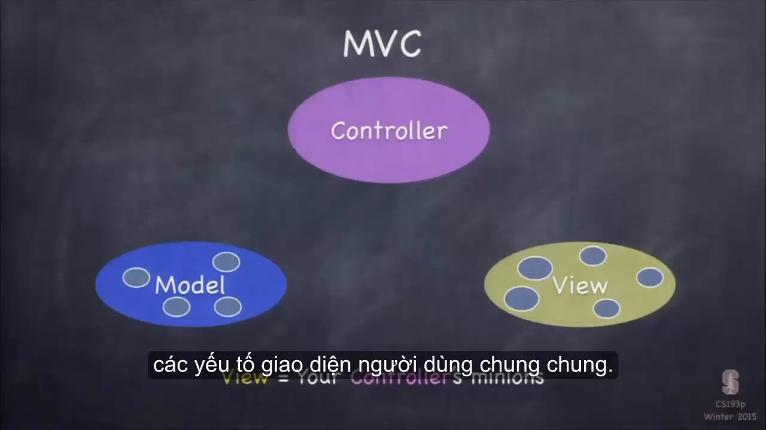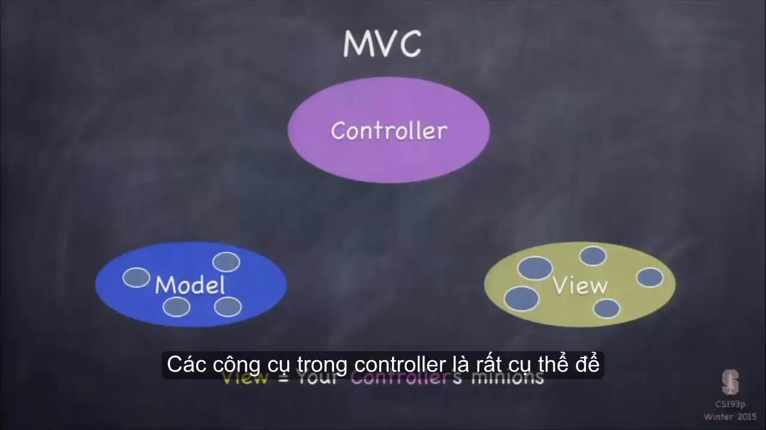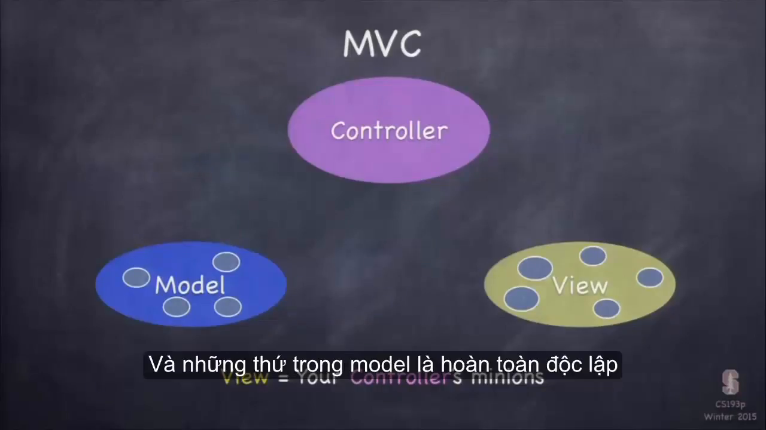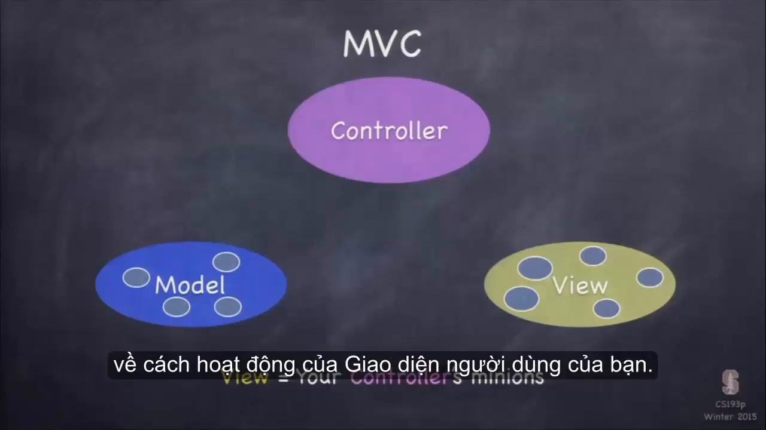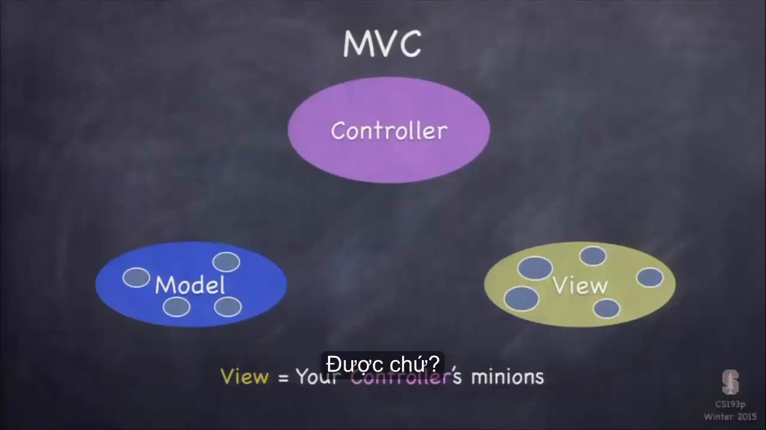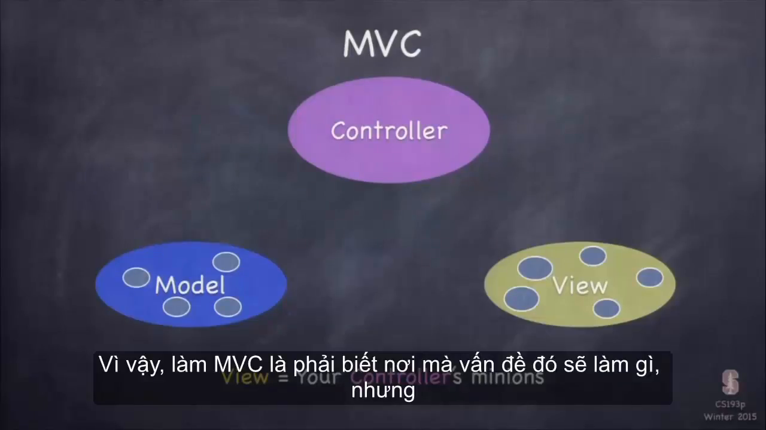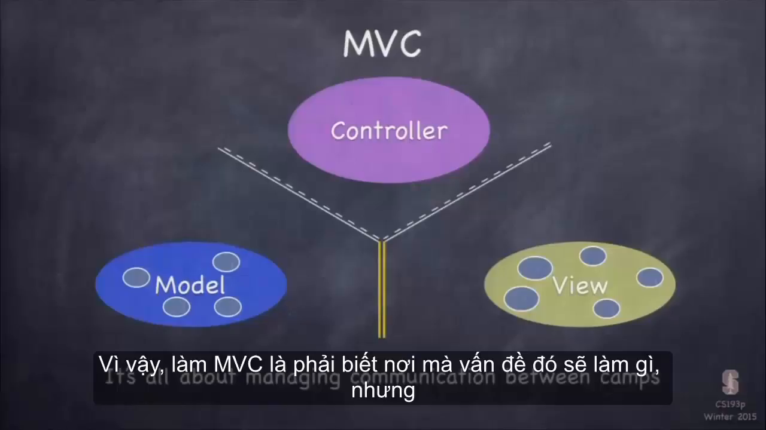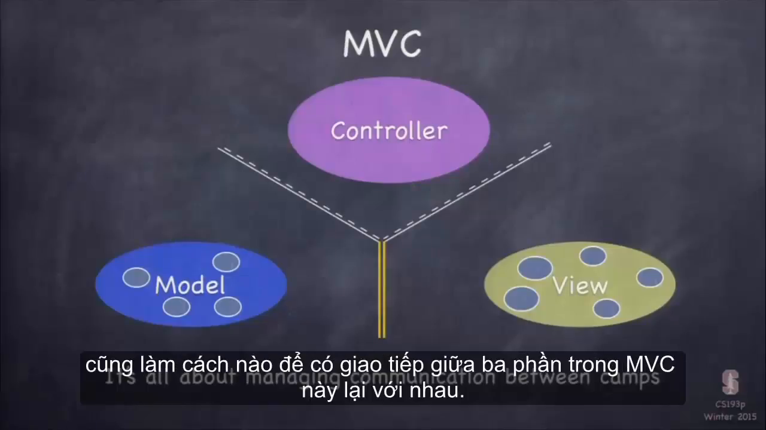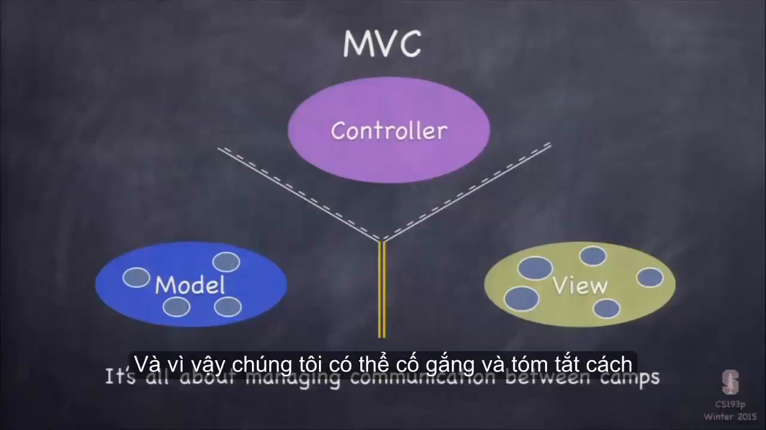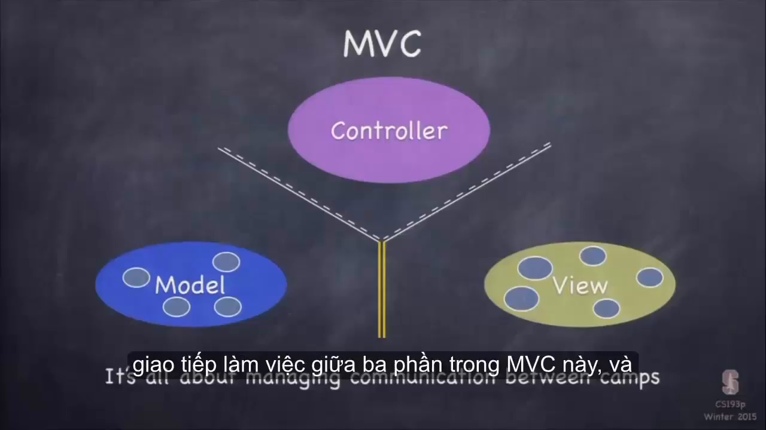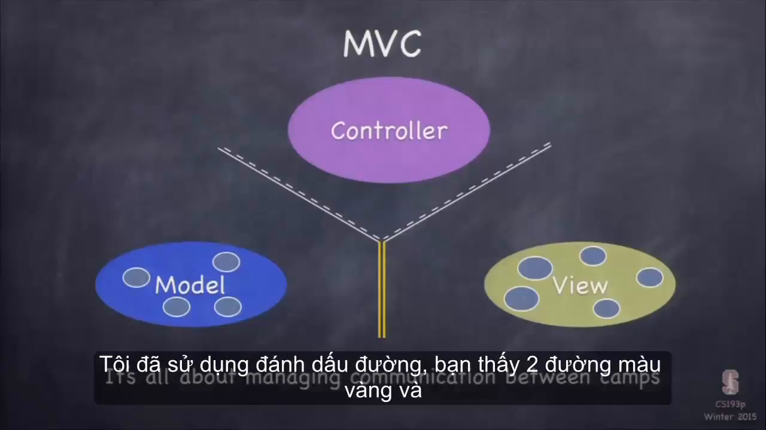Okay, generic UI elements. The stuff in the controller is very specific to how your UI works, and the stuff in the model is completely independent of how your UI works. Okay? So doing MVC right is about knowing where things go, but also about how to communicate between these three camps.